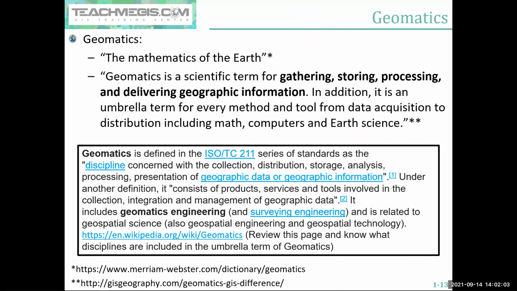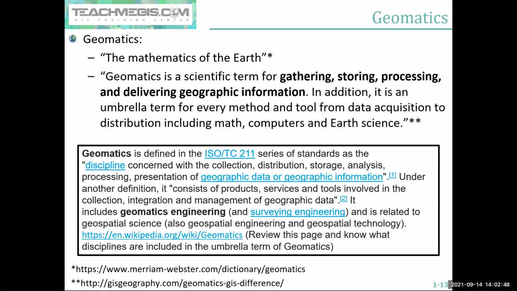Geomatics is the mathematics of the earth. It's a scientific term for gathering, storing, processing, and delivering geographic information that describes the earth. In addition, it's an umbrella term for every method and tool from data acquisition to distribution, including math, computers, and earth science. So everything we do in GIS falls under the umbrella of geomatics. I went a little overboard here with this definition that I've added from Wikipedia, but you just need to know geomatics is the mathematics of the earth, and it's the umbrella term for all the things we do in GIS.